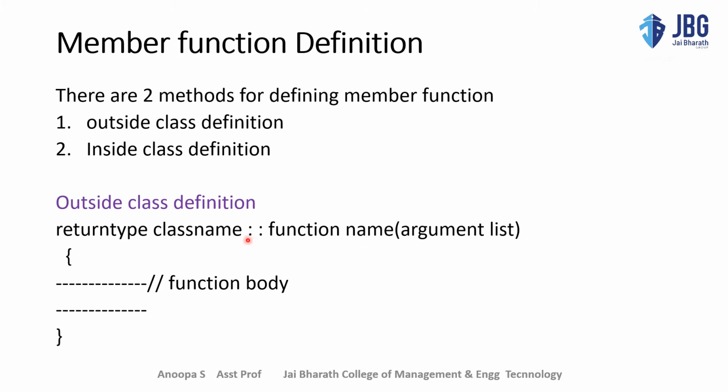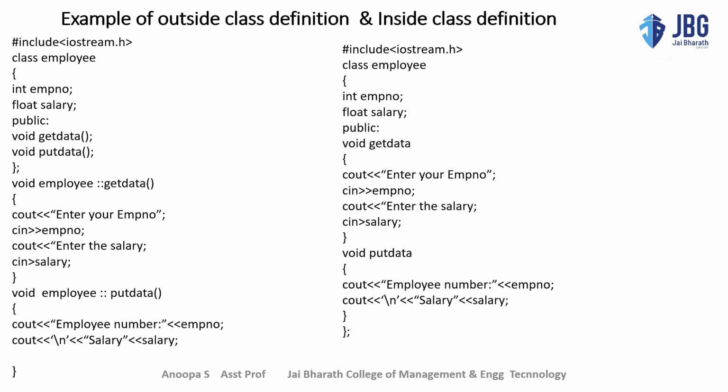This is to inform that this function belongs to this class. So that is why we are including this also. Within the brackets we will define the function body. So this is the syntax when we define a function outside the class. This is an example of the same class, where we define these functions within the class or outside the class.